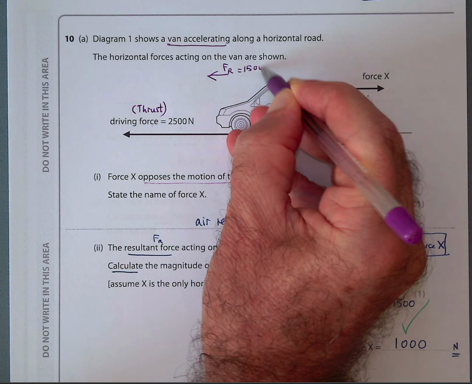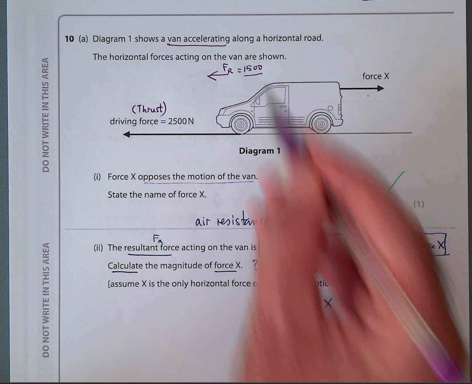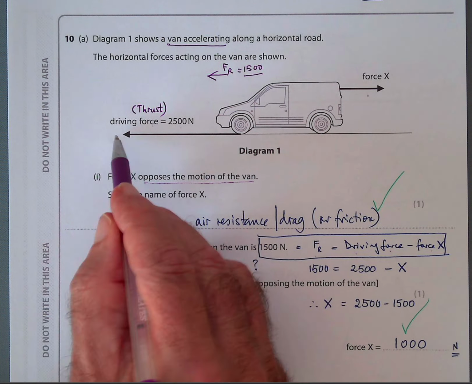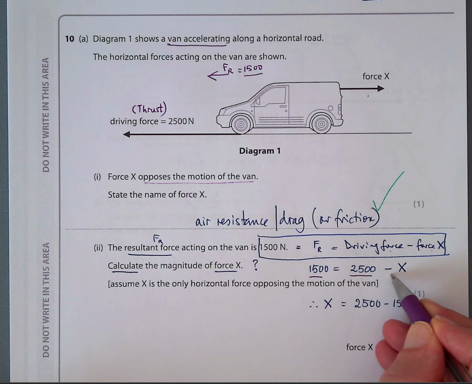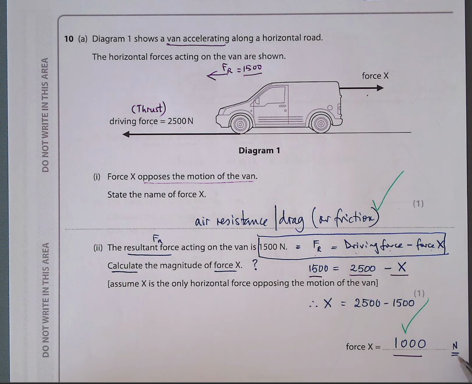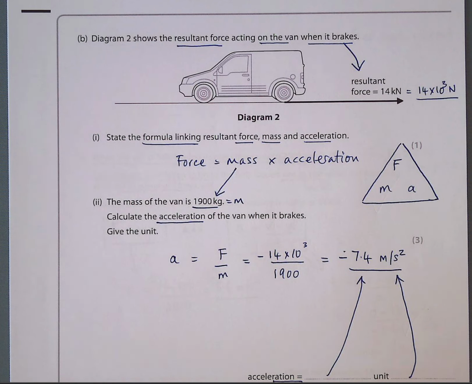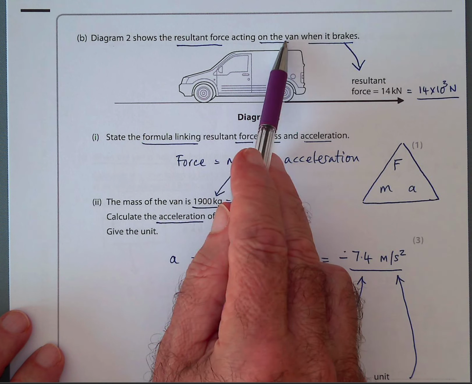If this is 2500, this must be reducing 2500 to make the resultant force 1500. So 1500 is the resultant force, it's the driving force forwards minus the resistive force X backwards. So 1500 equals 2500 minus X. That means X is 1000. And the unit seems to have not come out in the photocopy for this page, but they've given it to you, so you won't lose the mark if you didn't put the units. The next part is now showing that something's changed. Diagram 2 shows the resultant force acting on the van while it's braking.